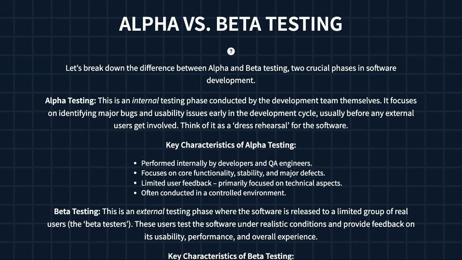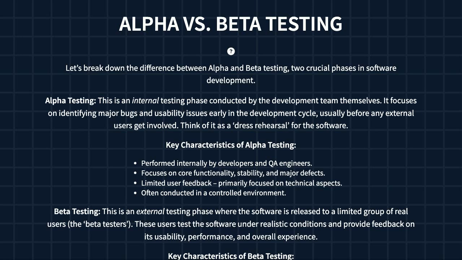Okay, let's talk about alpha and beta testing. They are both really important for making sure our software is solid before it hits the market. Alpha testing happens internally. That means our own development team is putting the software through its paces. It's like a backstage rehearsal where we're looking for big problems and usability issues.